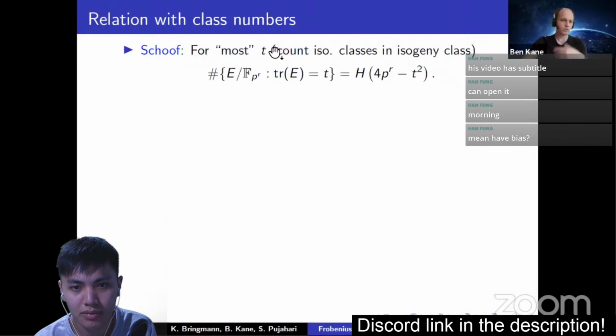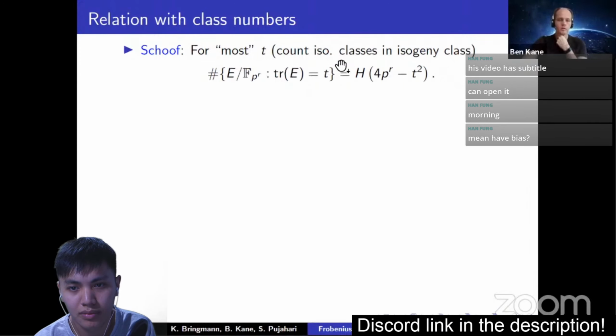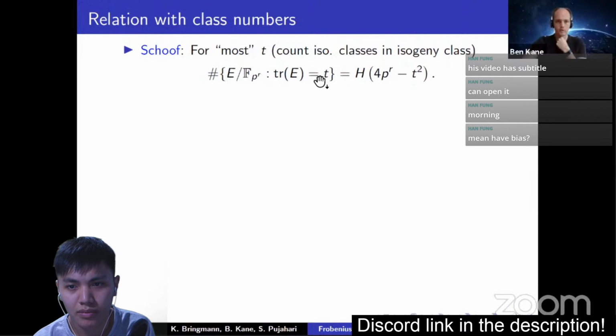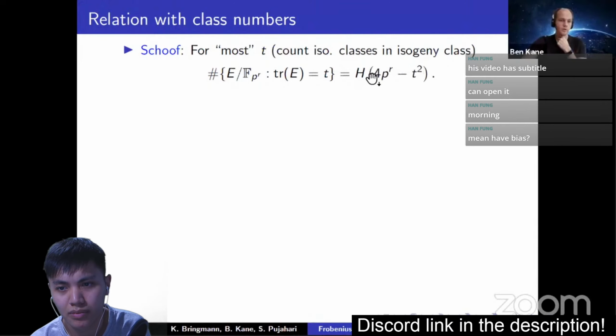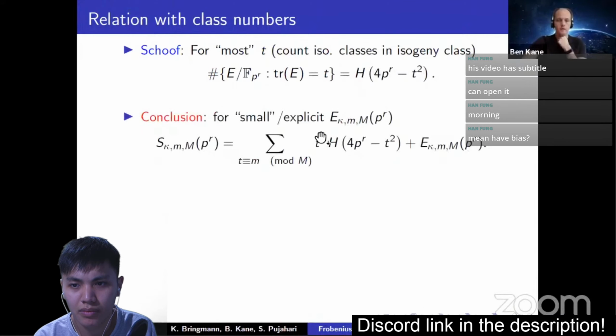showed, so using Deuring's results and making them explicit, he showed that for most of the T, the number of classes in the isogeny class, so the number of classes that have the same trace, T, for some fixed T, is a class number of an imaginary quadratic field. So this is the Hurwitz class number.